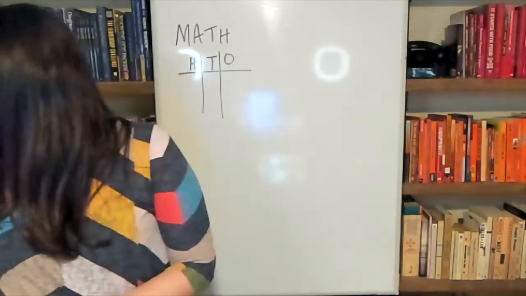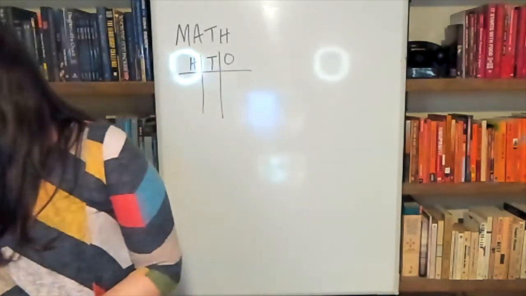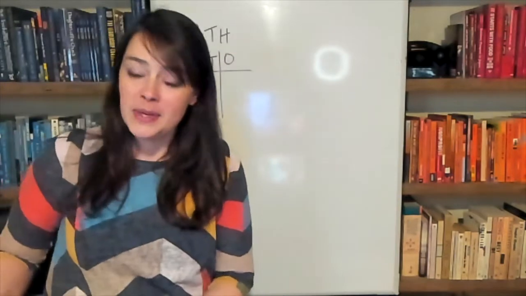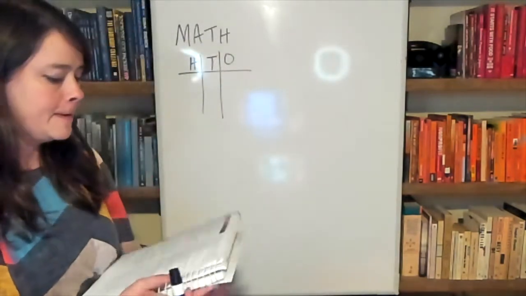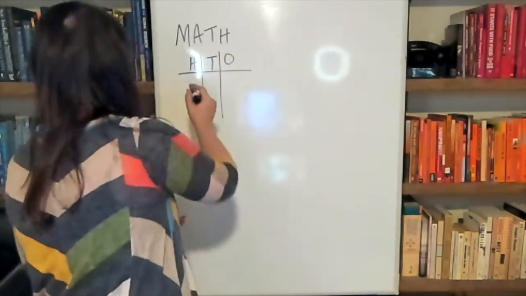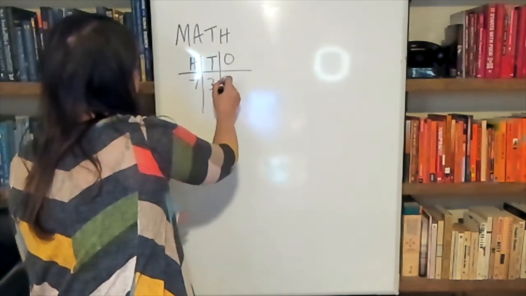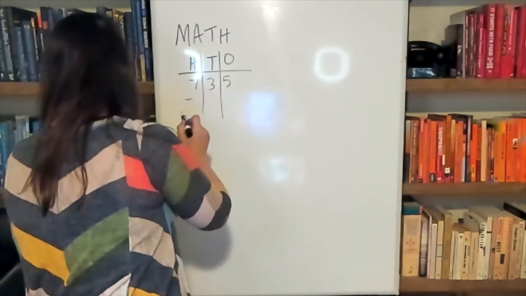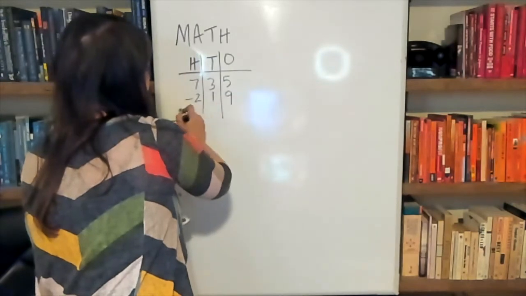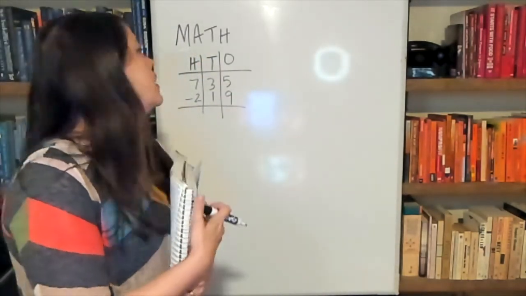All right? Let's talk about what you do when you subtract 3-digit numbers. You always start in the ones place, correct? Let's look at this problem: 735 minus 219. Okay, that's the first problem they give us to work on in the textbook.